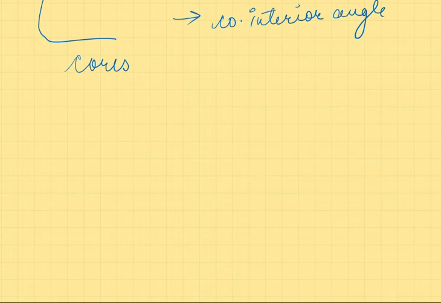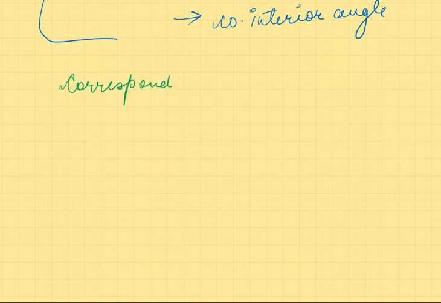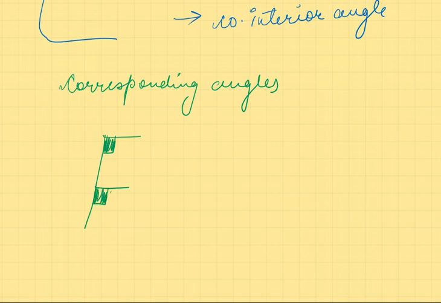And the letter which shows corresponding angles is F. ठीक है? So these are the types of angles. Those are corresponding. ठीक है? So this is all for today. Thank you.